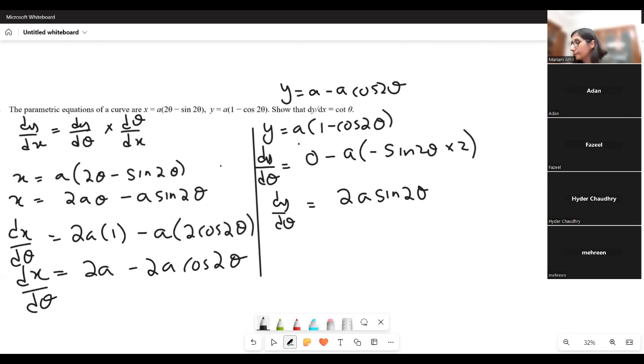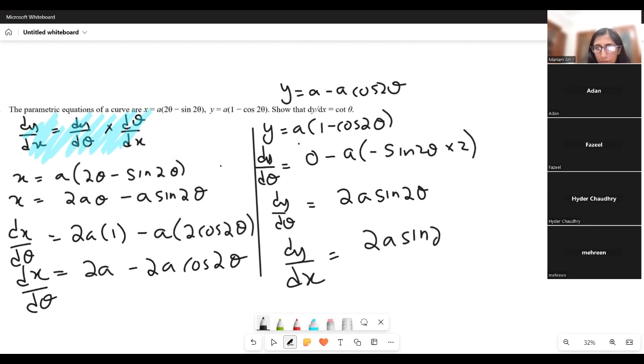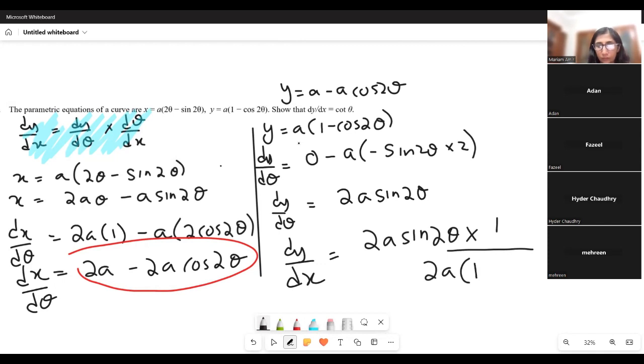Apply chain rule. 2a sine 2 theta is correct. All right, I'm going to apply chain rule, which was here. So dy over dx is going to be first dy over d theta, which is 2a sine 2 theta times d theta over dx, so reciprocal of this. So that's going to be 1 upon 2a, I'm taking it common, so 1 minus cos 2 theta.